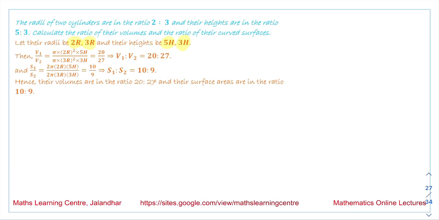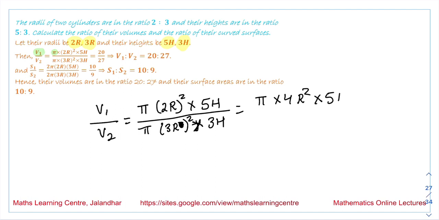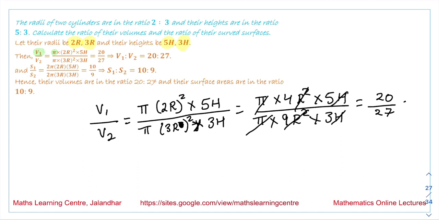To calculate the ratio of volumes, V1 is the volume of the first cylinder. We write these values, that V1 over V2 we want to calculate. So it is pi, and the radius of the first cylinder is 2R, squared, into 5H, over pi into 3R, with the square outside the bracket, into 3H. So this is equal to pi into 4R square into 5H over pi into 9R square into 3H. This H, this R square and pi get cancelled, and what we are left with is 20 by 27.